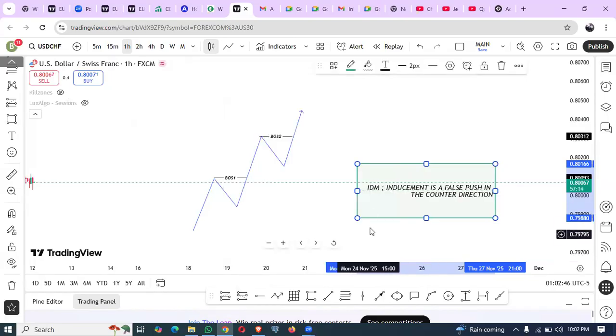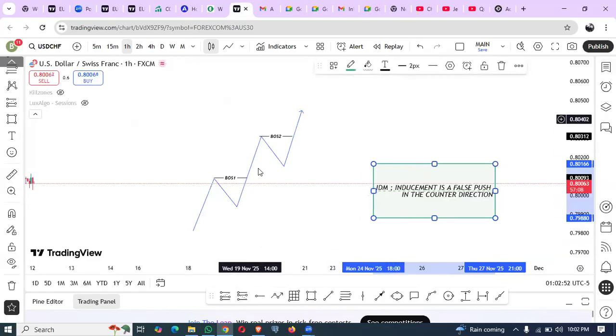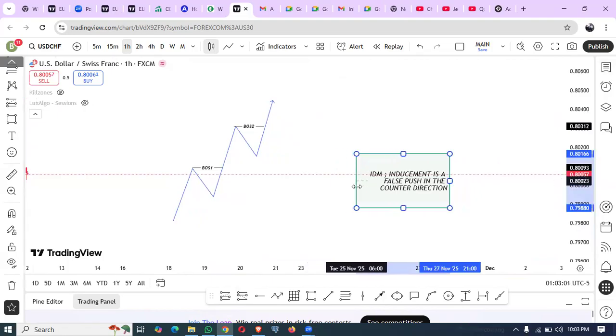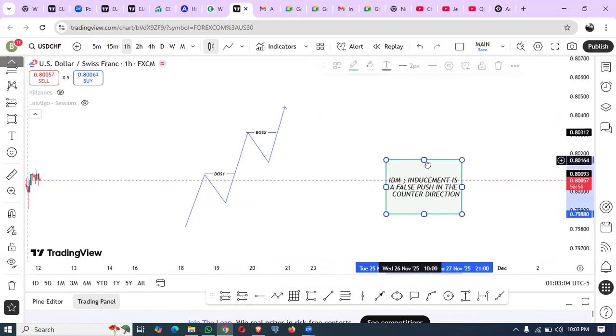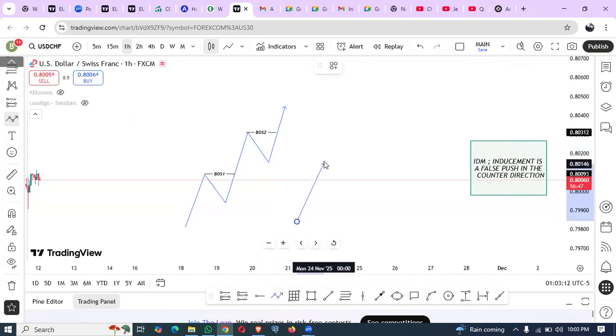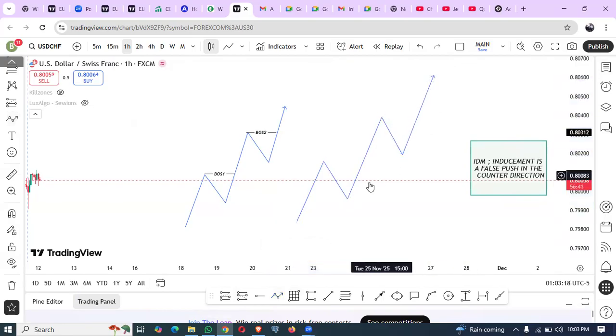Let's go to the chart. So IDM is just a false push in a counter direction. What do I mean? If the trend is bullish, the IDM will be more like the first sales to continue in the main direction. The easiest way to put your inducement is the first correction leg. Let's say you have a first push here, impulsive push, correction, impulse, correction, impulse. So this leg that causes the second break of structure is your inducement.